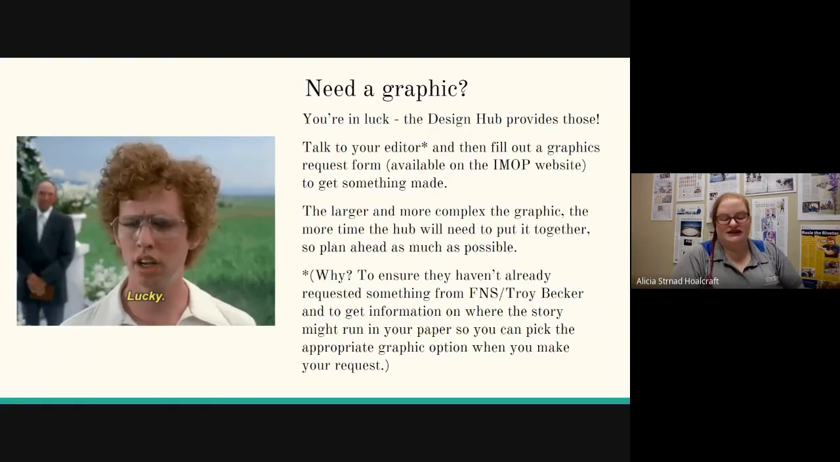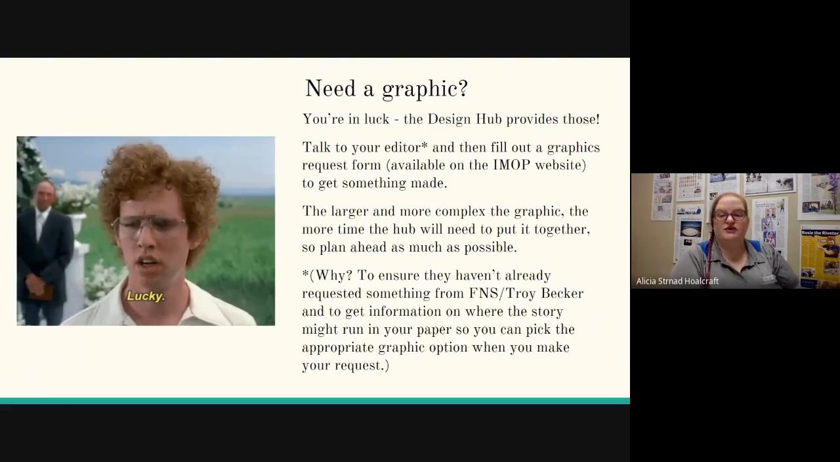So keep that in mind and give us the time to do that. And then make sure that you also communicate with your editor about that, so that if they had a different idea in mind, if they'd already requested something through FNS or Troy Becker, they might have other reasons that they don't want you to request the graphic, or that they wanted a specific size because they already know where it's going to run in your paper. So just make sure you're communicating with them on that.